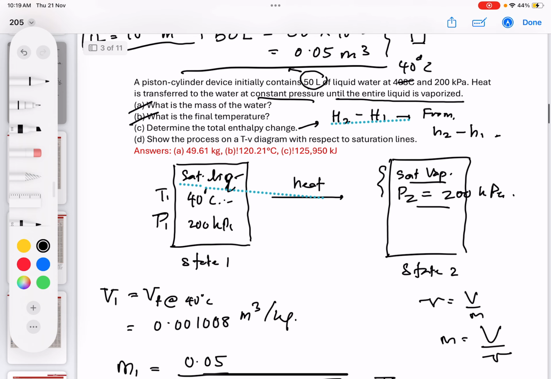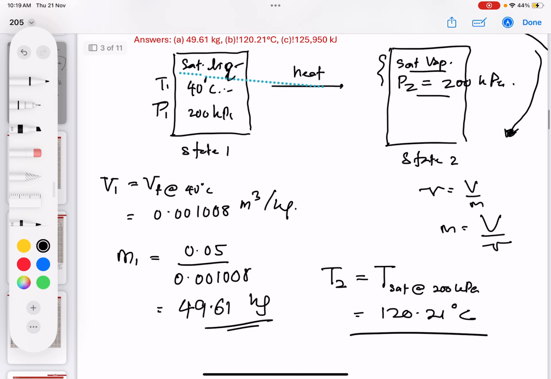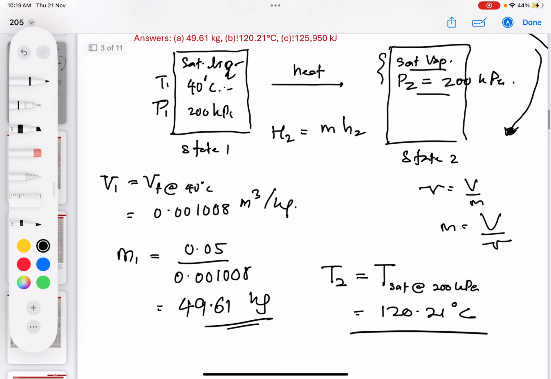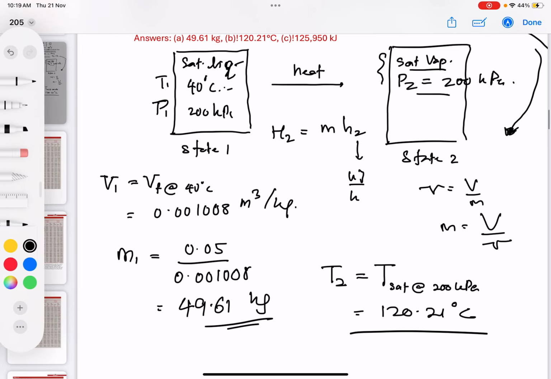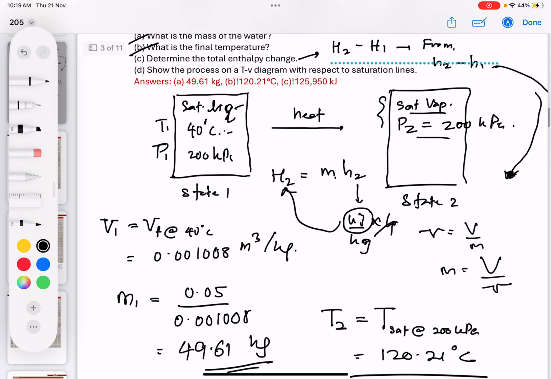And then here, to get the H, capital H2 is actually equal to m multiplied by h2. Why? Because the unit for h2 here is kilojoule per kg, and if I multiply by the mass, which is in kg, I end up with kilojoule, which is correct because it is represented by the capital H.